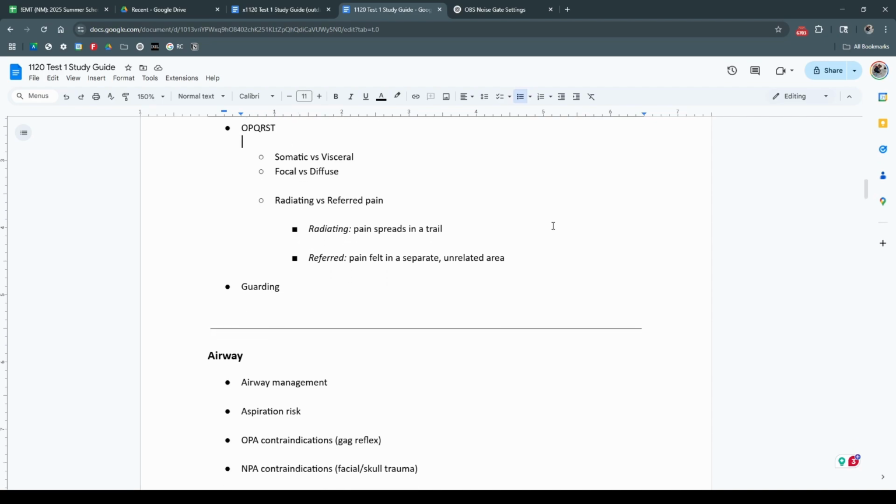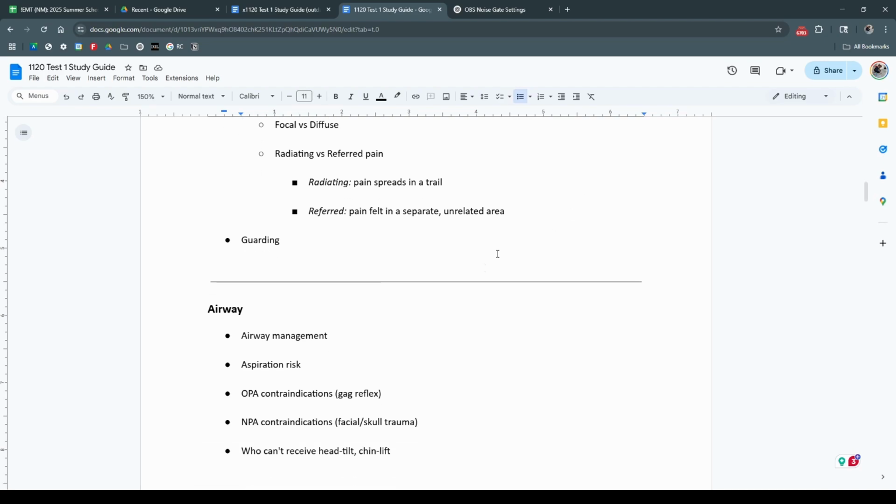Make sure that you can differentiate radiating and referred pain. Of course, the trail is the large indicator there for radiating, meaning that pain is felt perhaps in the shoulder and in the bicep and in the forearm and in the hand. And so we can trail along the pain there, whereas referred pain is largely just pain in a place that is separate from the origination of the issue.